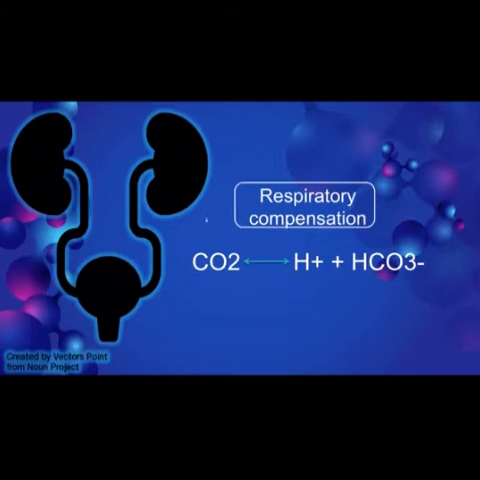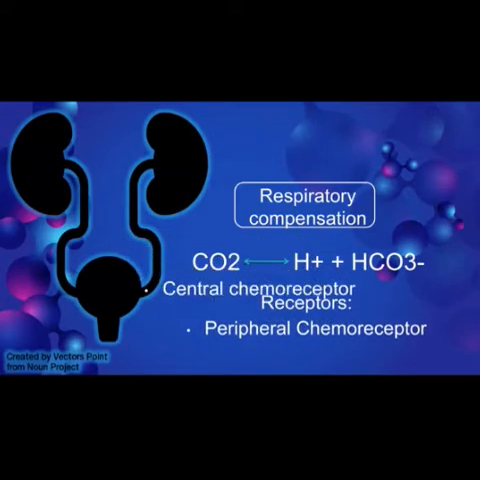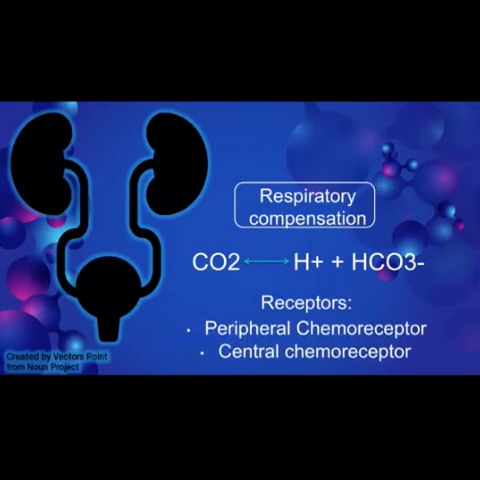Now, there are 2 types of receptors that make it work. The peripheral chemoreceptors respond to the hydrogen ions, and the central chemoreceptors respond to carbon dioxide. These are what signal if the concentration of CO2 or hydrogen is too low or high.